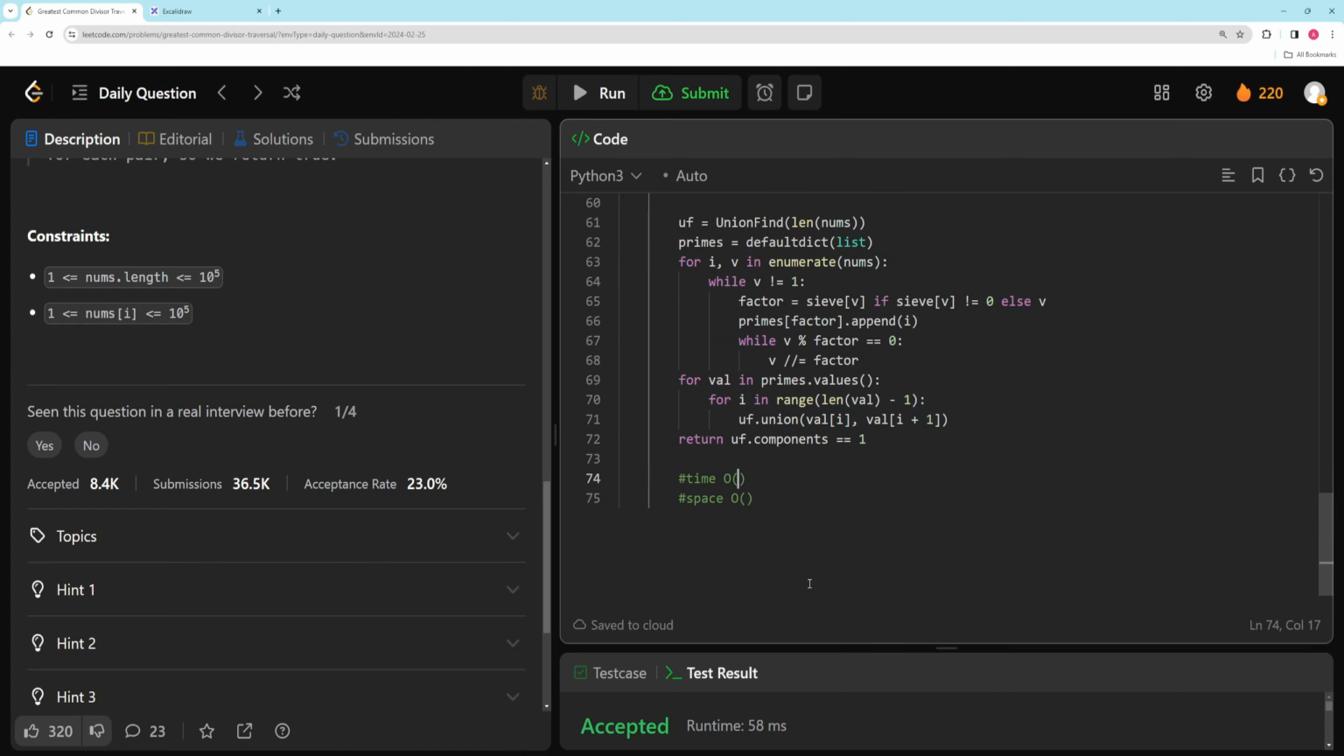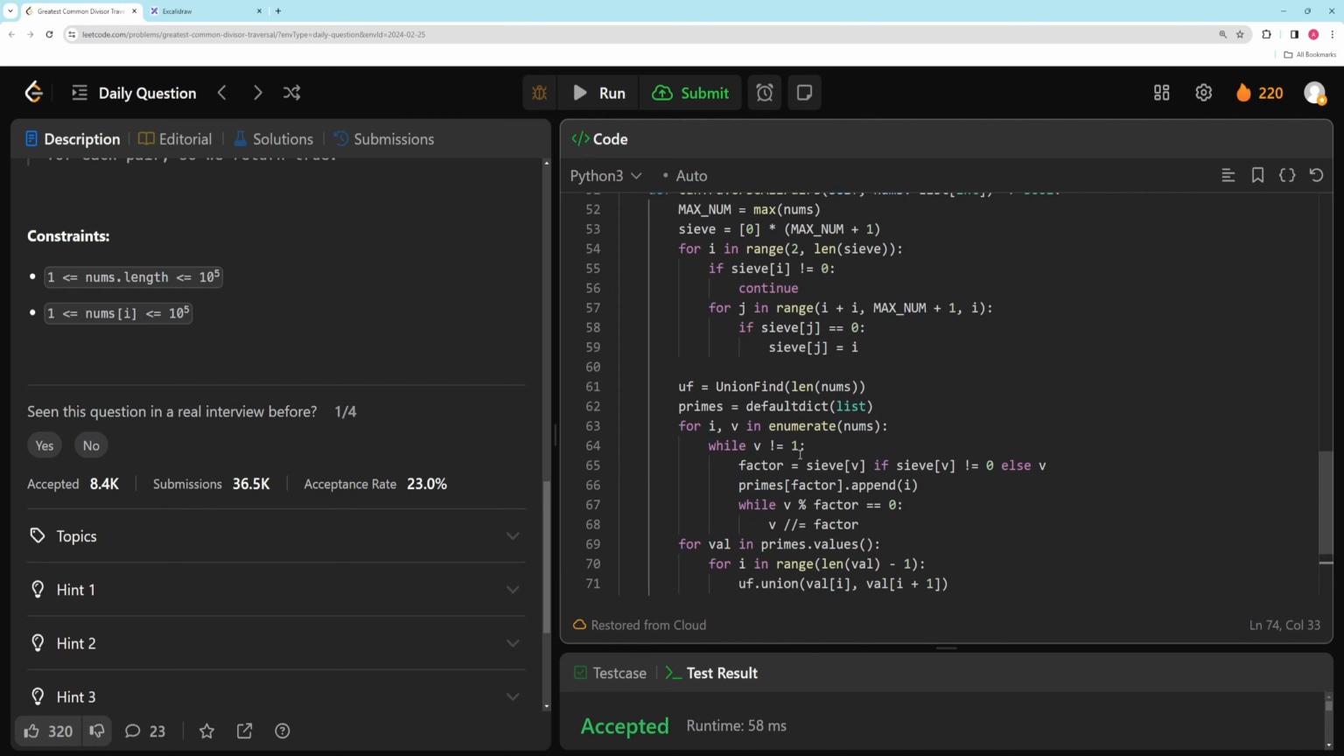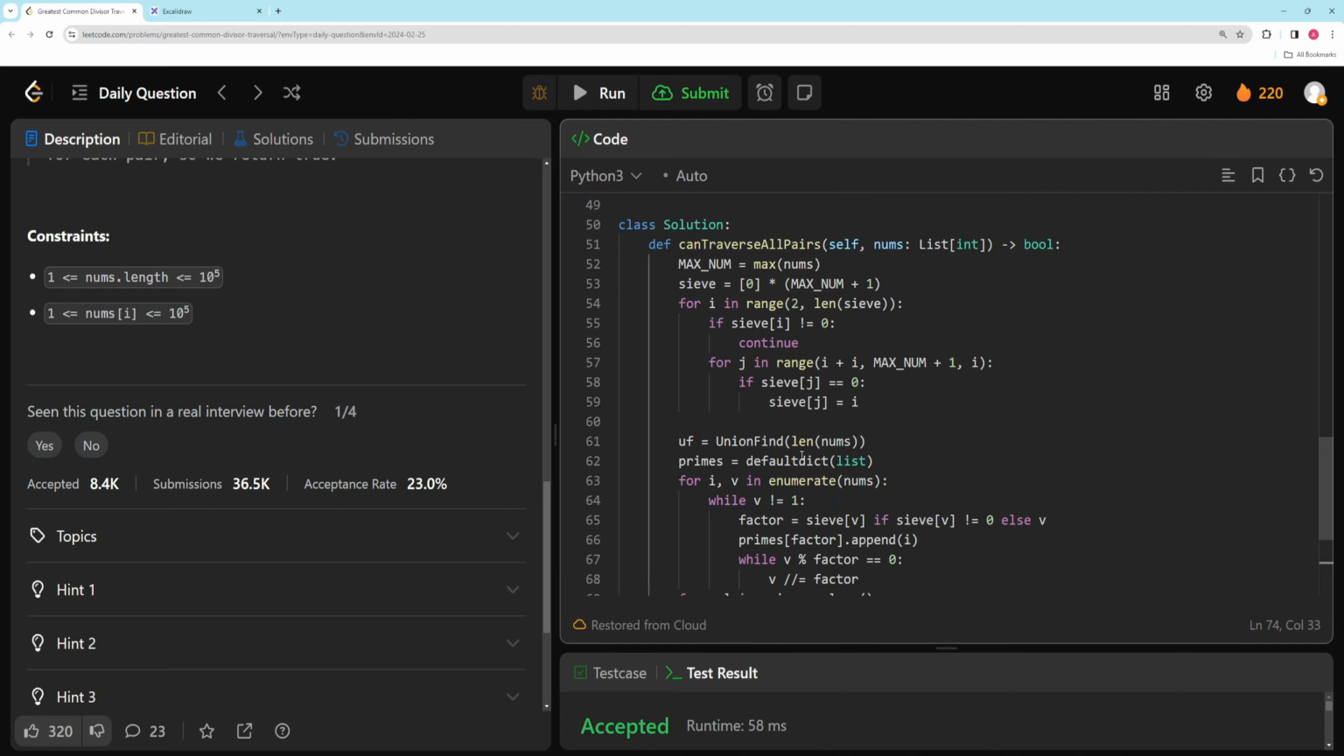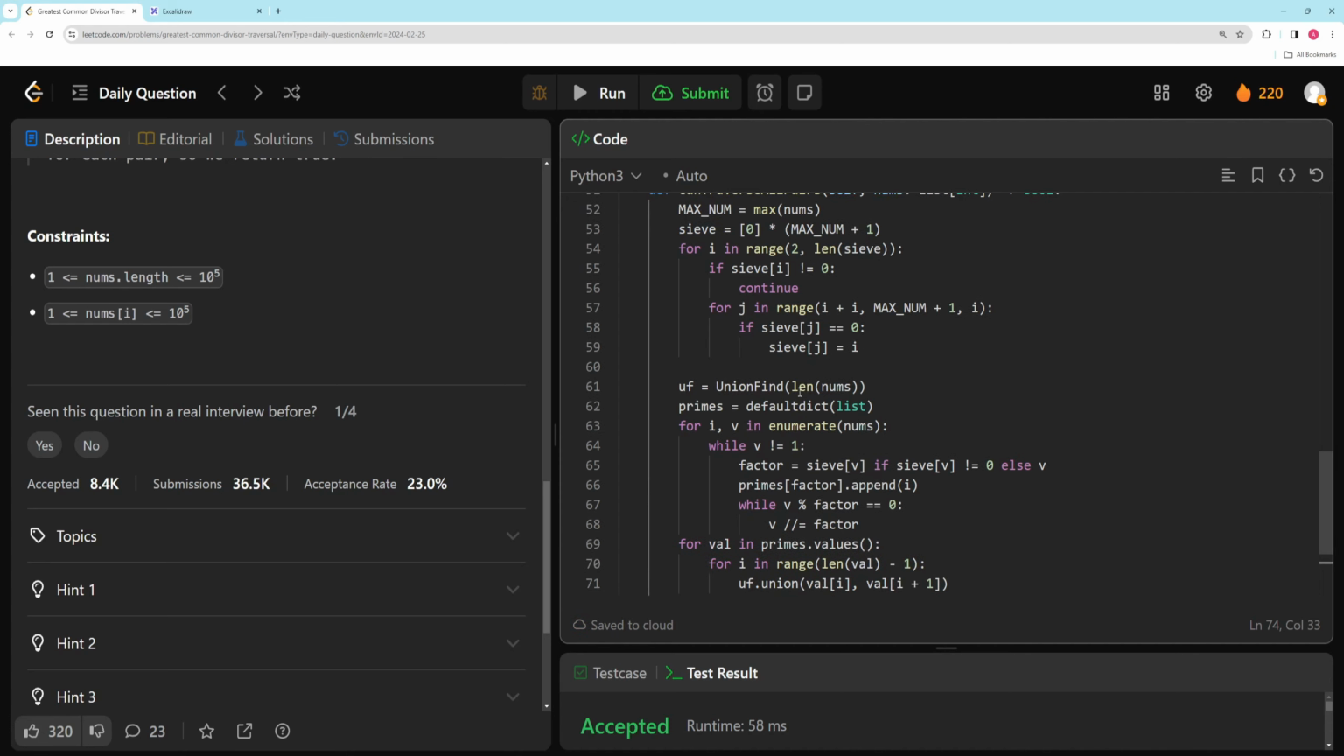And so, yeah, the time here is going to be, so to build a sieve is log, or I think it's actually n log n, where n is the biggest number here. So we can call this max num or something. It gets kind of complicated for the time to actually figure this out too, like to prove it. You can look it up on Wikipedia. I'll probably just provide a link for you. And then union find is all O of 1 operations.